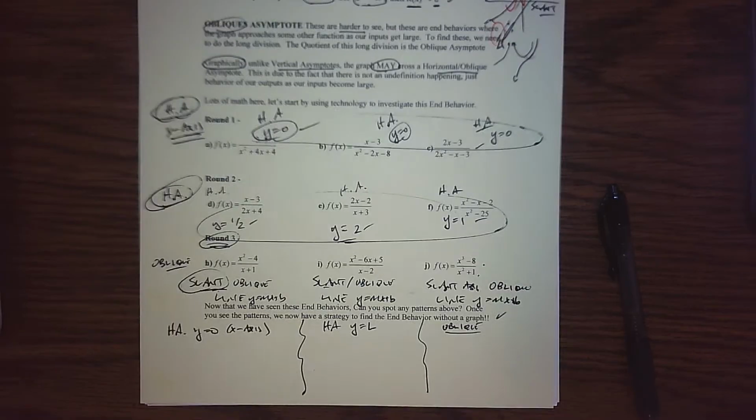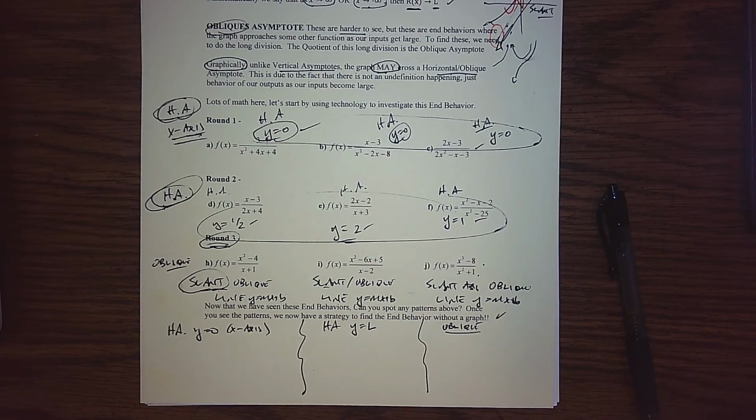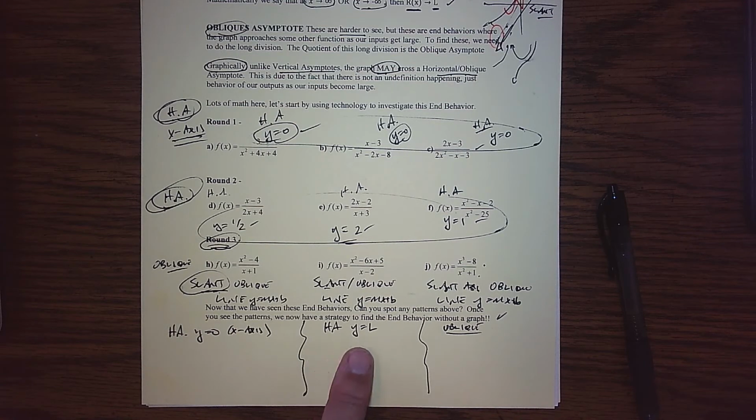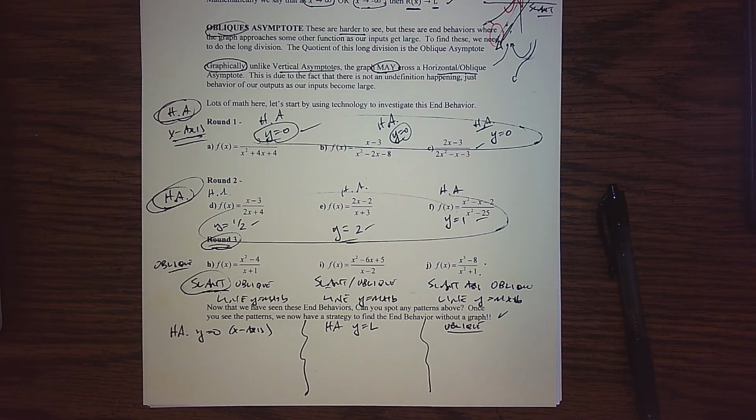Alright, so we're back and we've already done this. We use technology to investigate the possibilities, and I've put them in three different columns. So one possibility is our rational function has a horizontal asymptote, y equals 0, the x-axis. Another possibility is we have a horizontal asymptote, but it's some y equals L. And then another possibility is that we have an oblique.